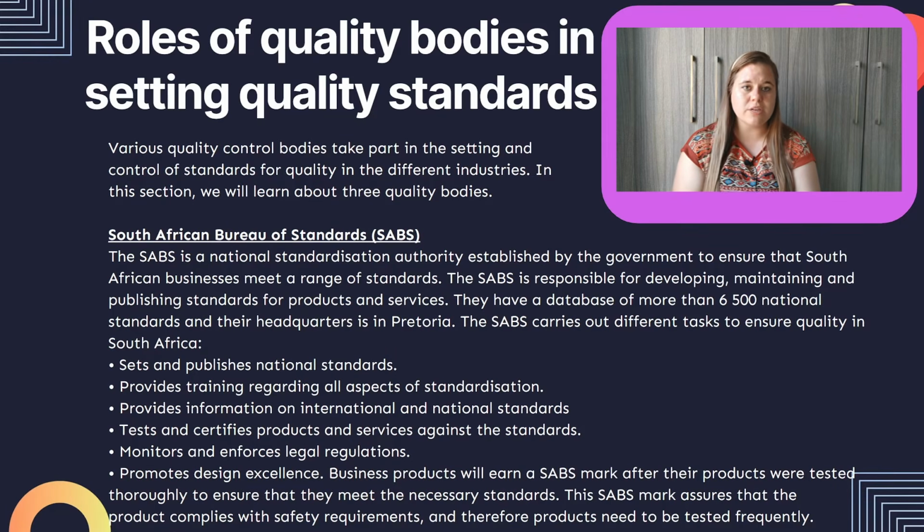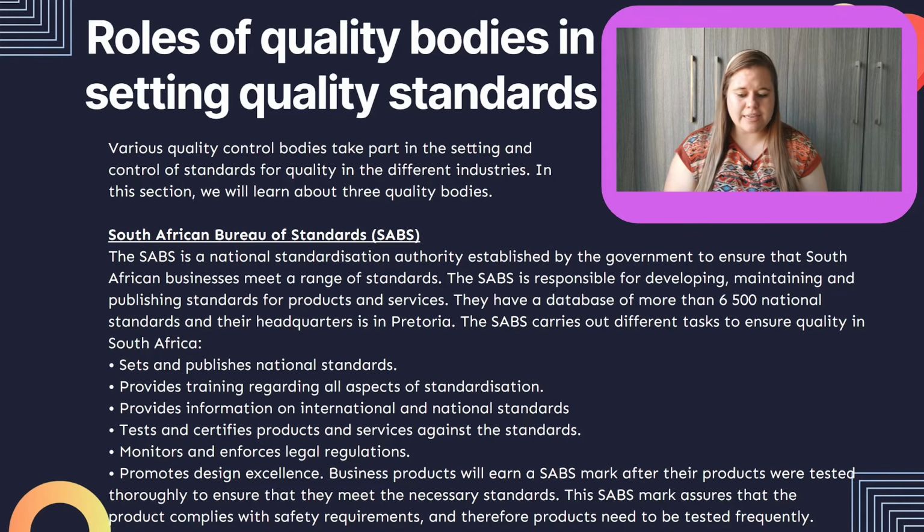The roles of quality bodies in setting quality standards. Various quality control bodies take part in setting and controlling the standards of quality in different industries. In this section, we're going to learn about 3 types of quality control bodies. So we have SABS, ISO, and quality circles. Let's dive into each of them specifically.